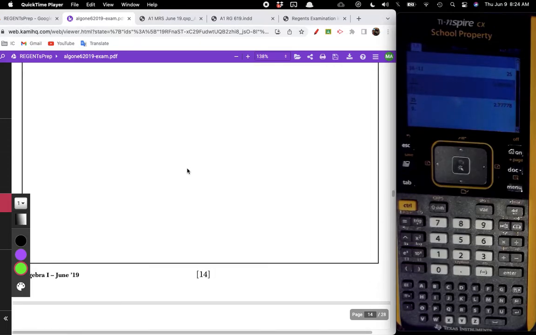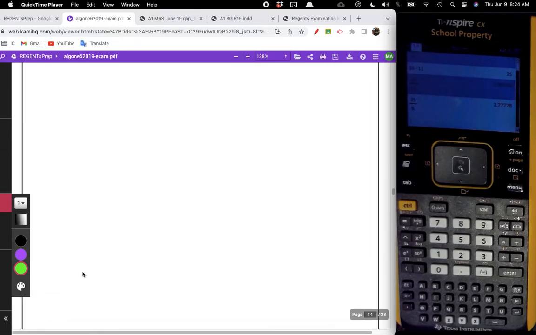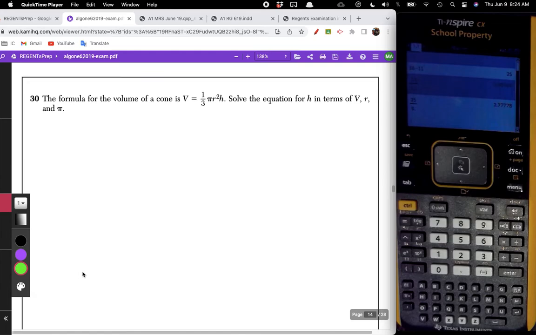We are looking at June 2019 Algebra 1 Regents, question number 30. This is a classic literal equation. Students love to hate this problem, and it makes me a little sad because they're really not that difficult. They just look scary, but they're really not that bad.